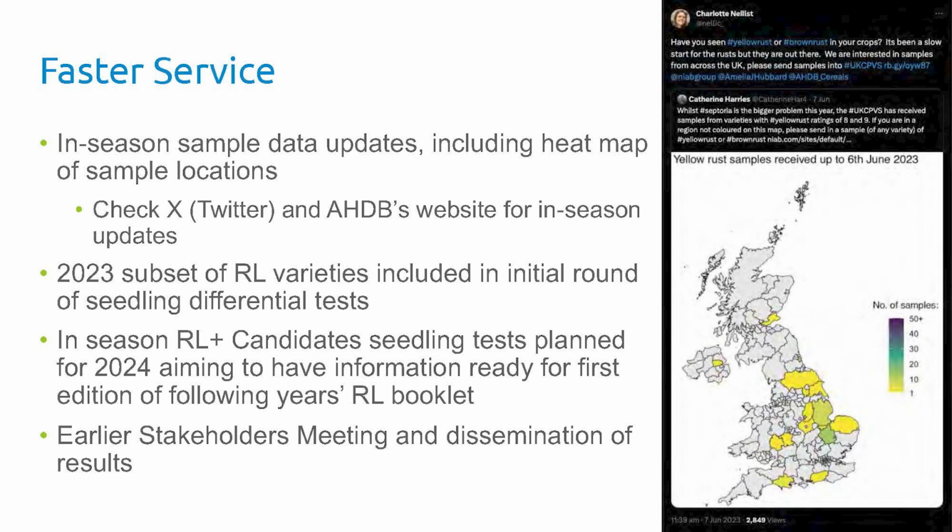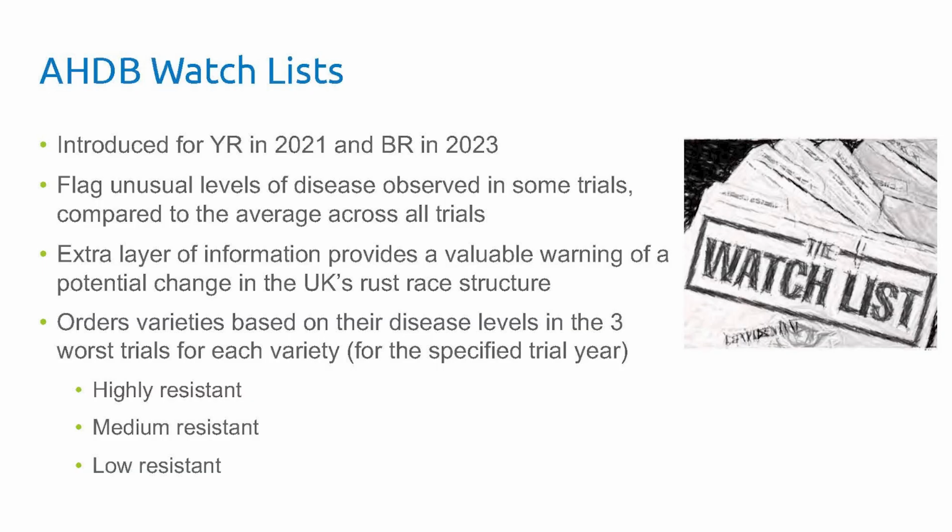So these were introduced for yellow rust in 2021 and for brown rust last year. These lists flag unusual levels of disease observed in some trials, compared to the average across all trials. This extra layer of information provides a valuable warning of any potential change in the UK's rust race structure. And it orders varieties based on their disease levels in the 3 worst trials of that year.